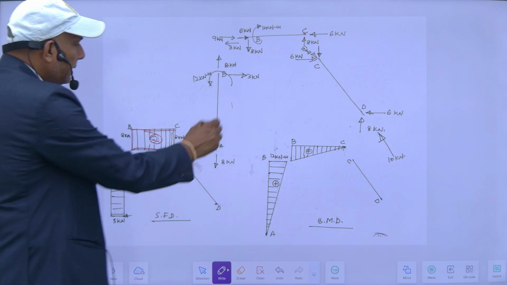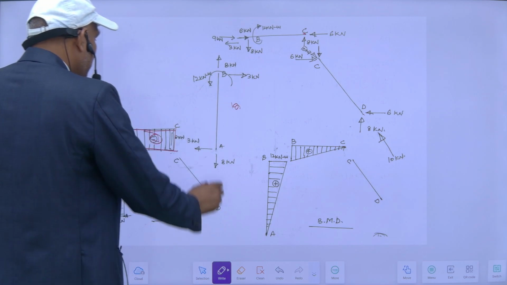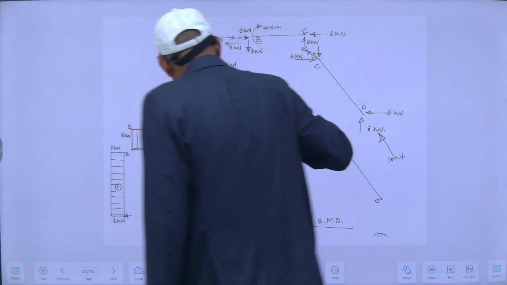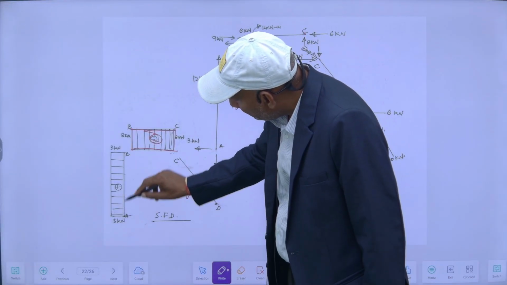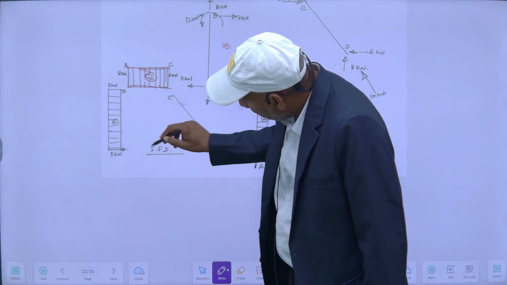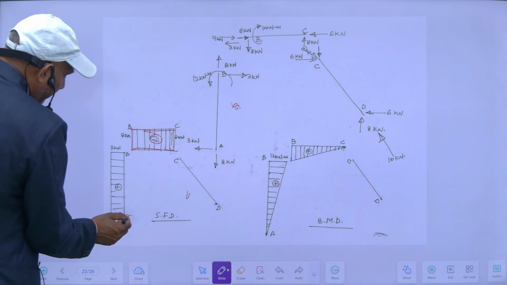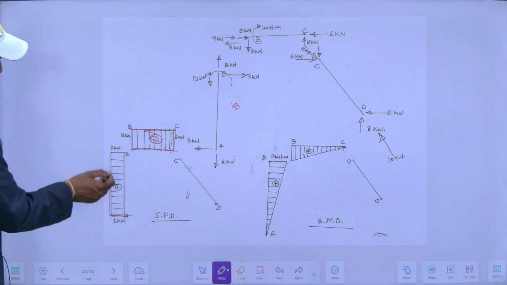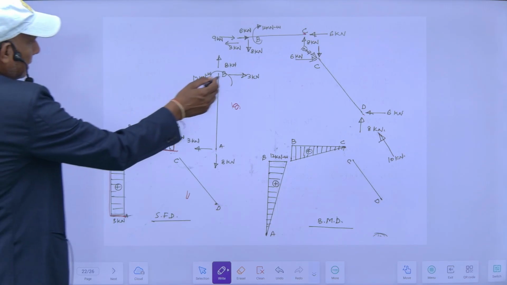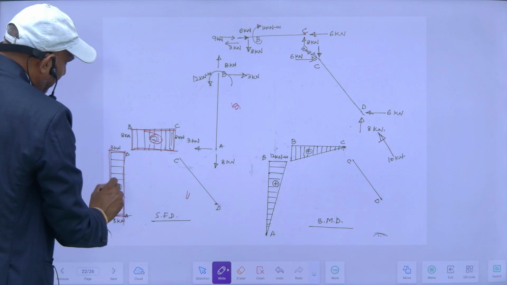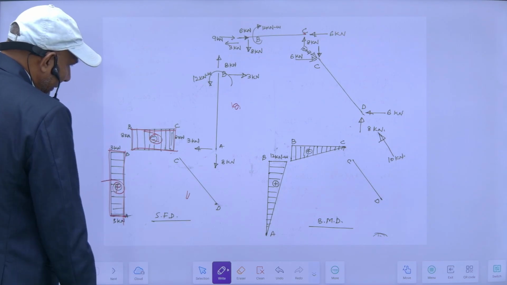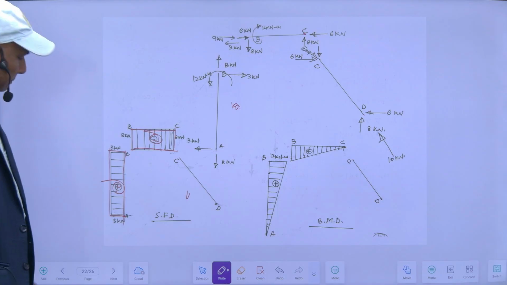For this portion, by sitting here, this will be upward. If I am watching from this side, upward means positive shear force. So this is 3 kilonewton here and it will be constant here. Again, this will be in this direction. So this is my shear force diagram. So this is the complete solution now.